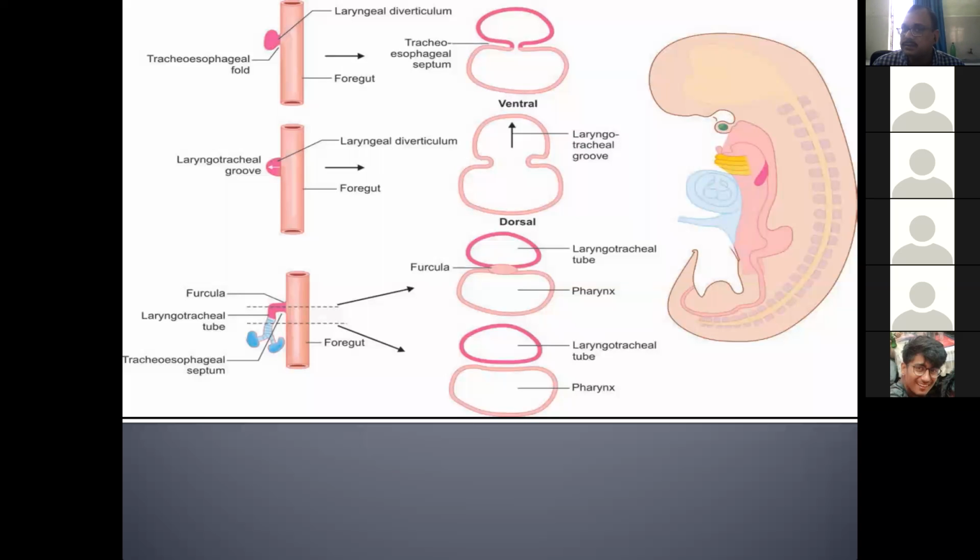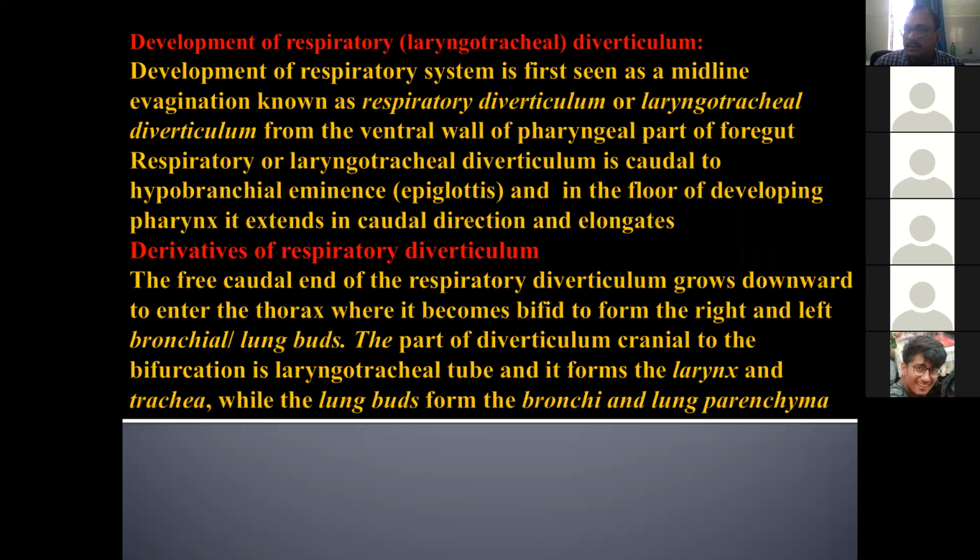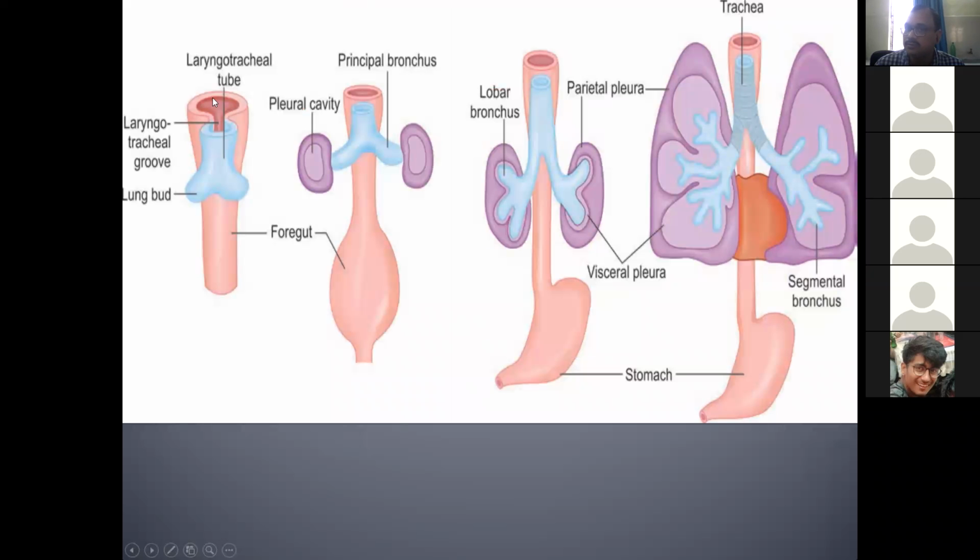So this is the part of the foregut. This is the entire foregut, and on the medial side of the foregut, a fold is appearing, which is known as tracheoesophageal fold. And before this fold is appearing, you can see in this diagram, there is a groove. This is known as laryngotracheal groove. This groove, when it deepens, it starts separating the laryngotracheal tube from the foregut.